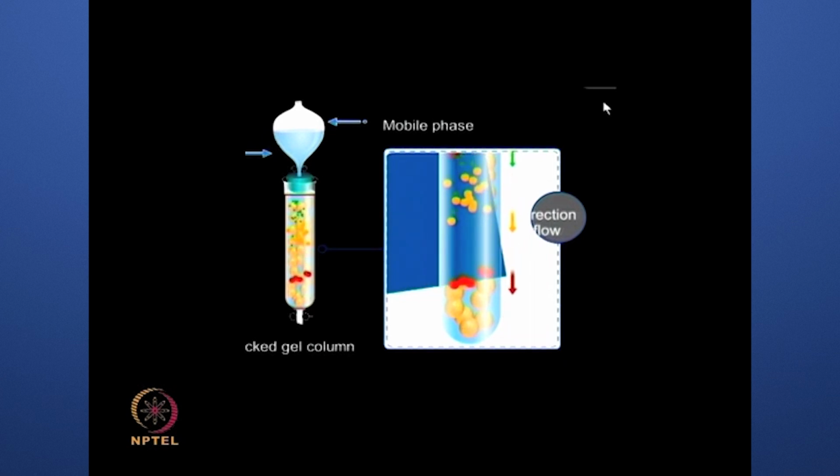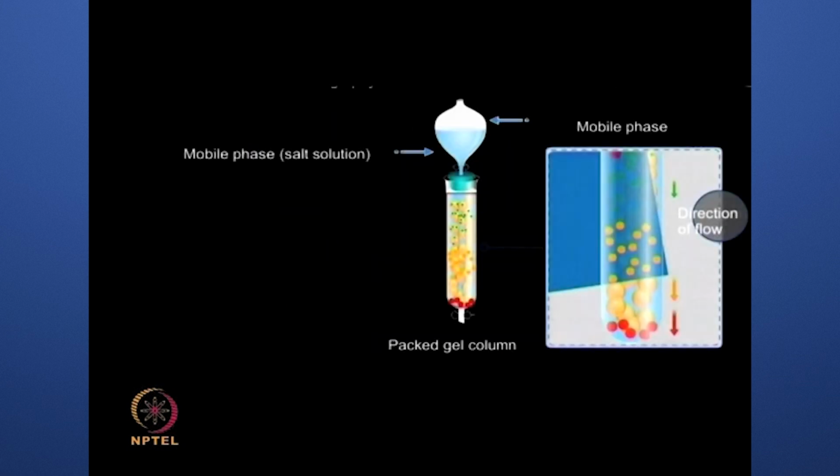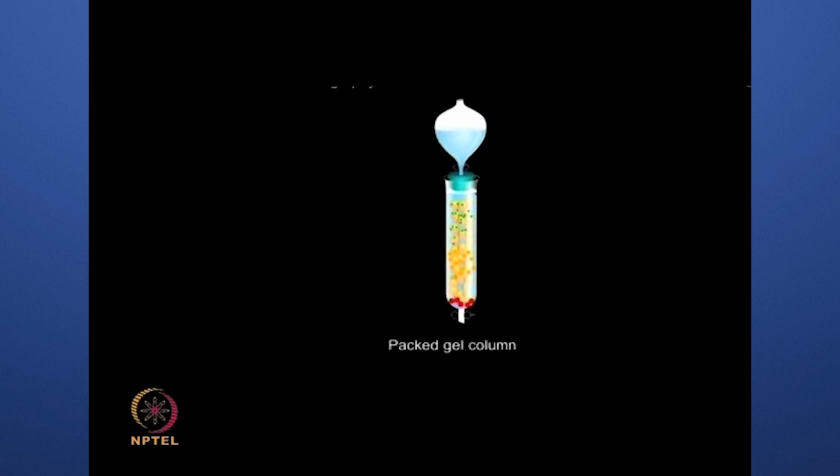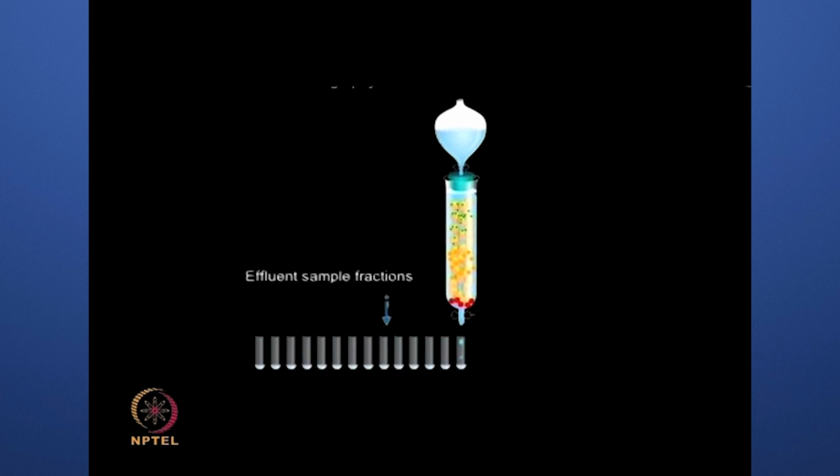Large proteins that cannot enter the pores of the gel move down through the interstitial spaces at a faster rate and are eluted first. The smaller proteins move in and out of the pores, thereby taking longer to be removed from the column. The fractions of appropriate size should be collected and analyzed for their protein content.